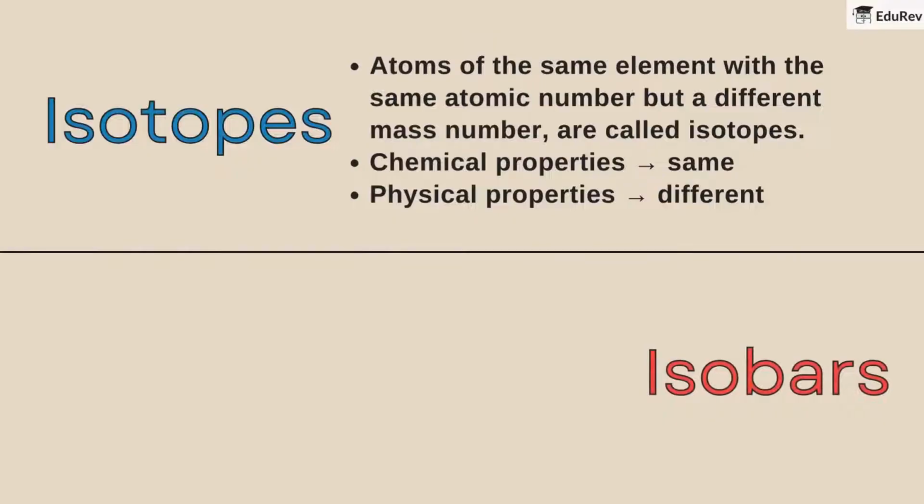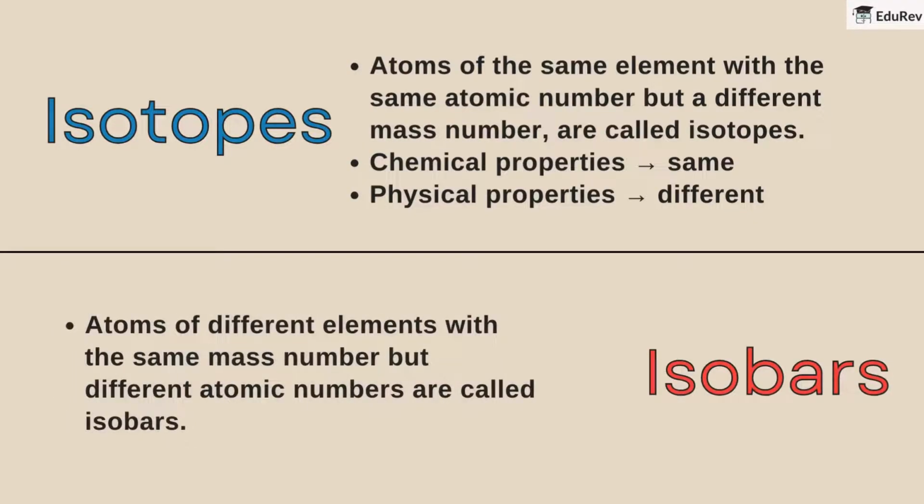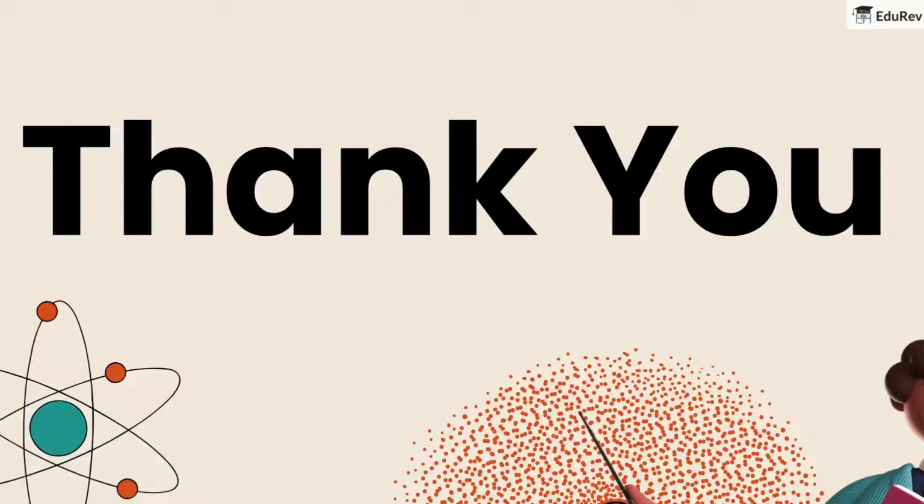Atoms of the same element with the same atomic number but different mass numbers are isotopes. They have the same chemical properties but different physical properties. Atoms of different elements with the same mass number but different atomic numbers are called isobars.